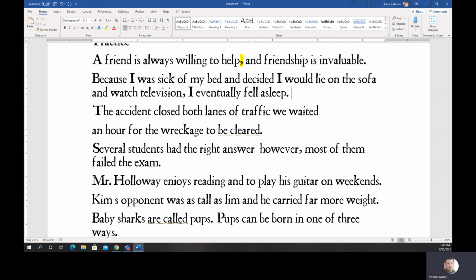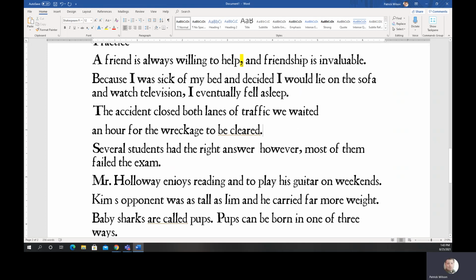If we look at our next one, it's really a classic example of a run-on sentence, because there's no punctuation until the end. But really what's going on is we have 2 complete sentences sort of smashed together. So the accident closed both lanes of traffic. We waited an hour for the wreckage to be clear. So if you say that sentence out loud like I just did, generally you can kind of tell where one sentence ends and one sentence begins. So this is where the first sentence ends at traffic. And really our next sentence begins with we.